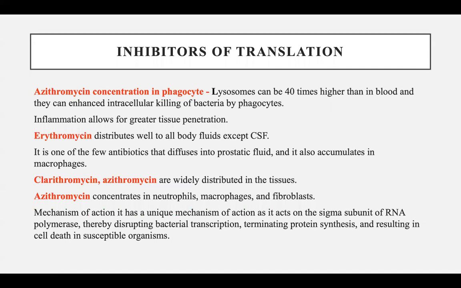Clarithromycin and azithromycin are widely distributed in the tissues. Azithromycin concentrates in neutrophils, macrophages, and fibroblasts. The mechanism of action of these has a unique mechanism as it acts on the sigma subunit of RNA polymerase, thereby disrupting bacterial transcription, terminating the protein synthesis, and resulting in cell death in susceptible organisms.